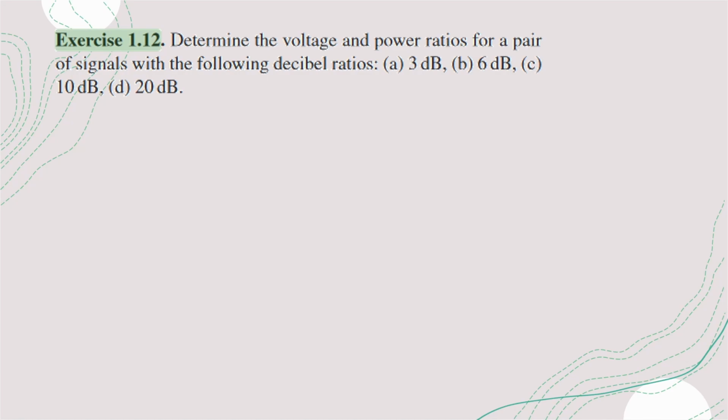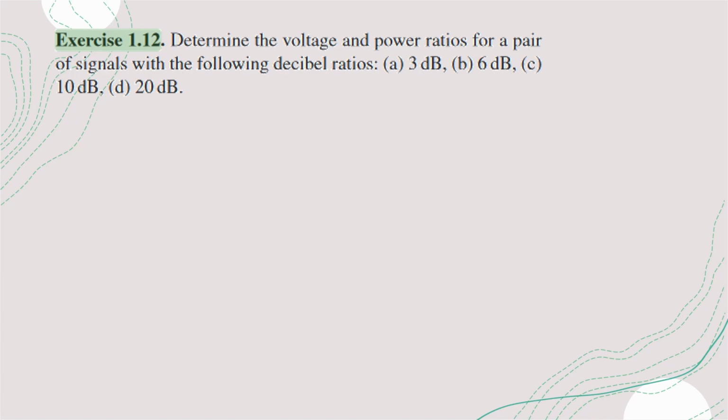There are four parts to this question, so we need to calculate the ratios for 3 dB, 6 dB, 10 dB, and 20 dB. I will go through slightly more detail for 3 dB and then just show you the answers for 6, 10, and 20. The equations are very simple.